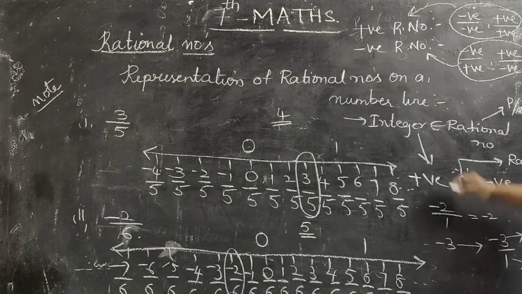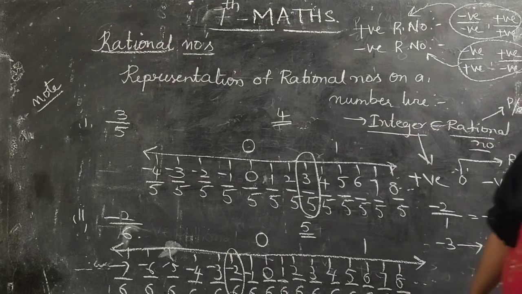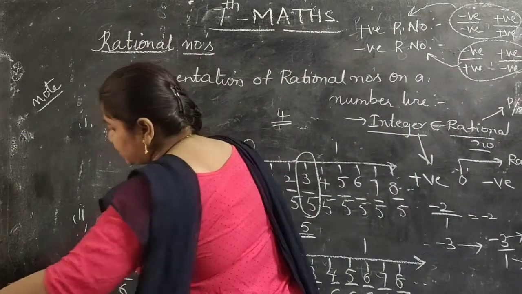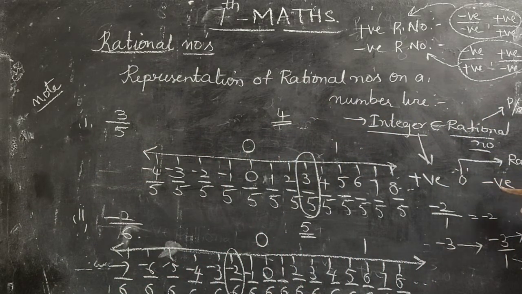Next, I told you that all integers belong to rational numbers. Why are we saying all integers are rational numbers? In integers, you will be seeing positive values and negative values along with 0. If you take one example as minus 2, I am taking minus 2 as a rational number because minus 2 can be written in the form of minus 2 by 1. This is in the form of p by q, so it is automatically a rational number.